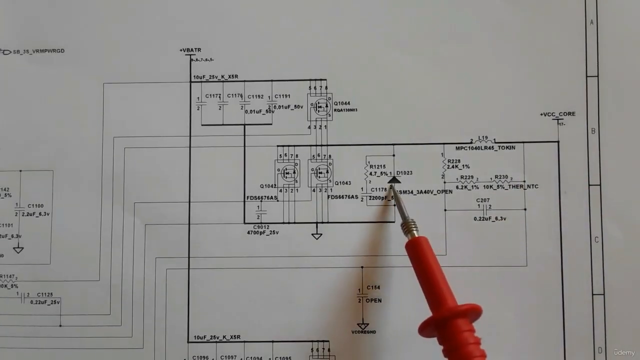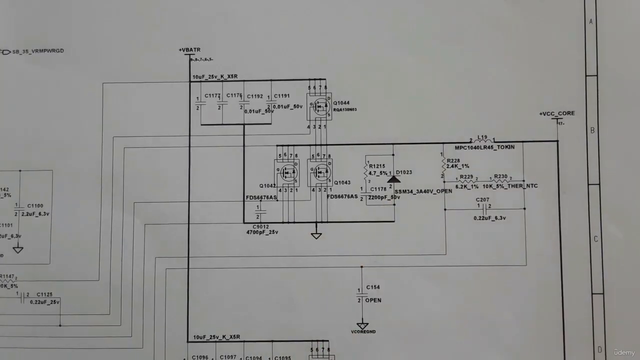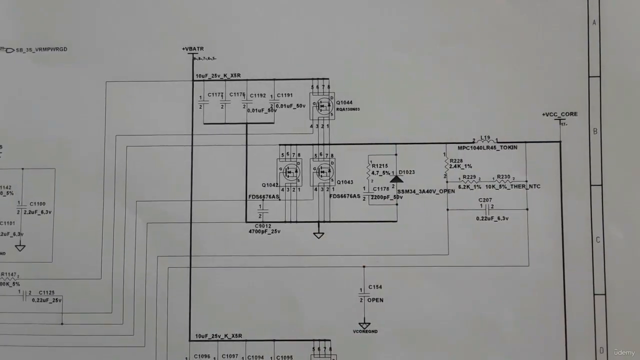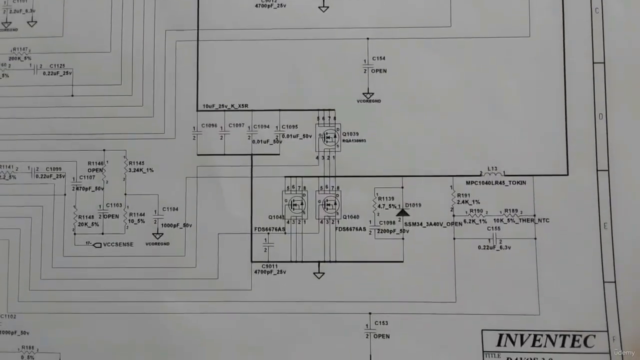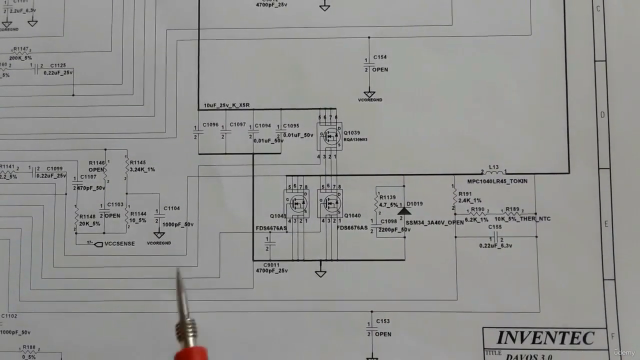Here I have a diode. This is a protection component. As you can see, the diode is connected to the ground. If there is a high voltage or a high current, the diode will protect the processor. Okay, the same here as you can see.